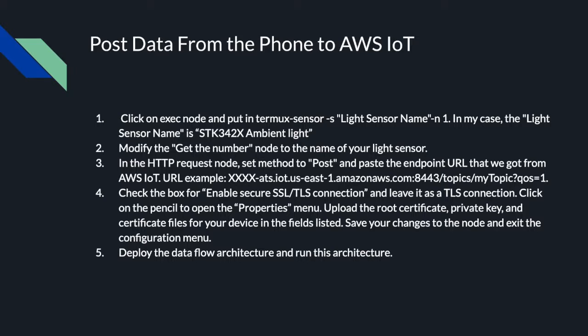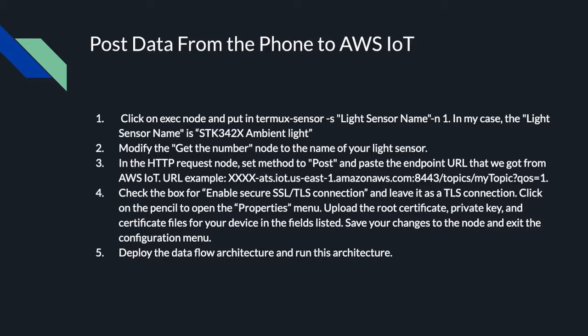First, click on the extract node and put in termux-sensor -s and then the sensor name, and then modify the get number node to the name of your last sensor. Next, in the HTTP request node, set the method to POST and paste the endpoint URL that we got from the AWS IoT URL. And check the box to enable secure SSL/TLS connection and leave it as TLS connection.